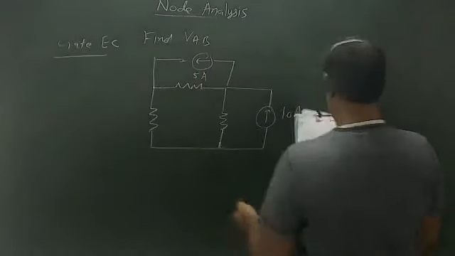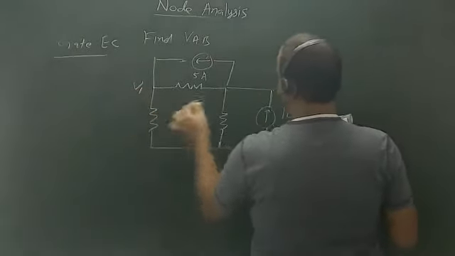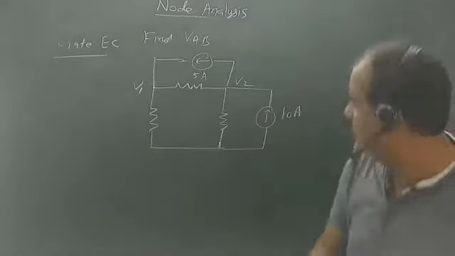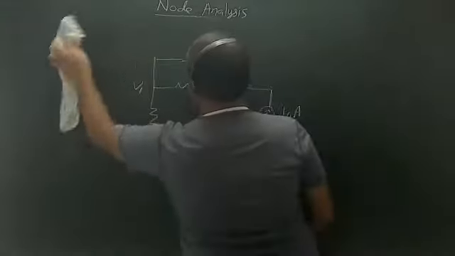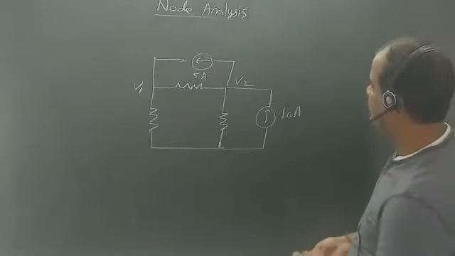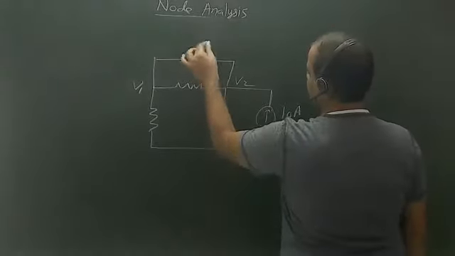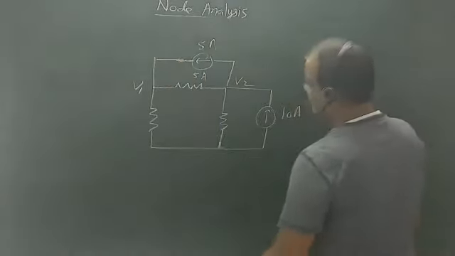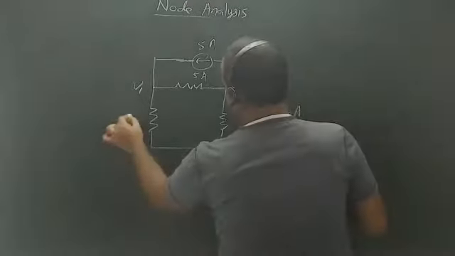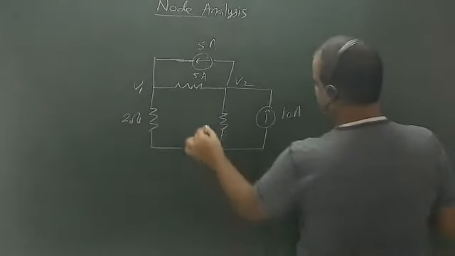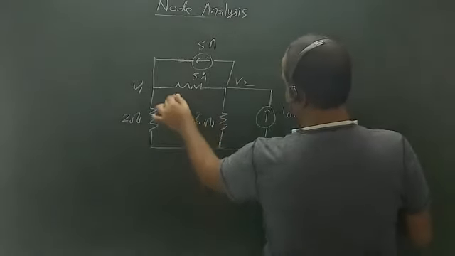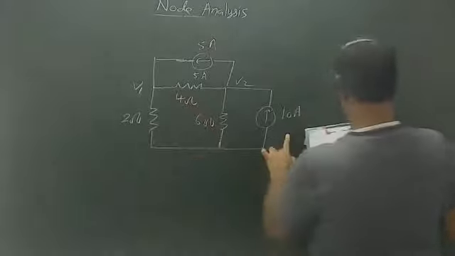Now it says find V1 and V2. So we have to solve for V1 and V2. As you can see, at V1, the resistance value here is 2 ohm, and here the resistance is 6 ohm. This is I3, 5 ampere, and this is 4 ohm, and a 10 ampere current is given.